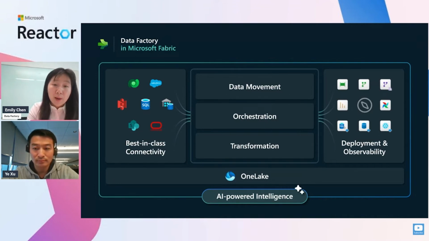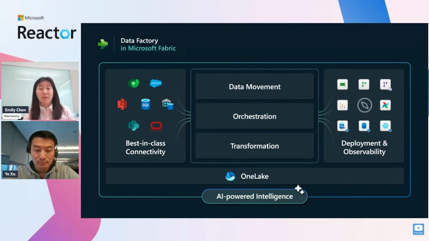We also talk about the transformation. Transformation is brought by Power Query, the industry-leading data preparation experience, and now it will support transformation at enterprise scale. Also, deployment, DevOps, and observability are built into Data Factory as part of a complete data management and integration platform. All of this is built on top of OneLake and AI-powered intelligence.